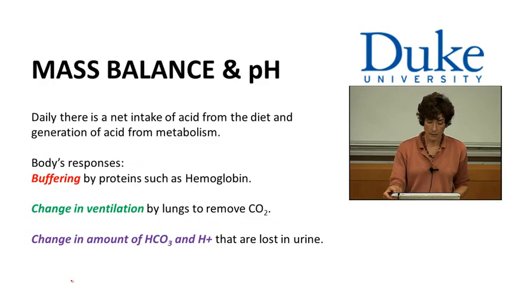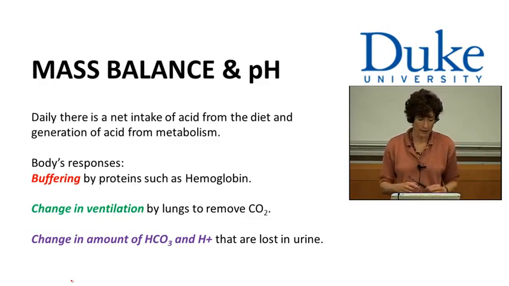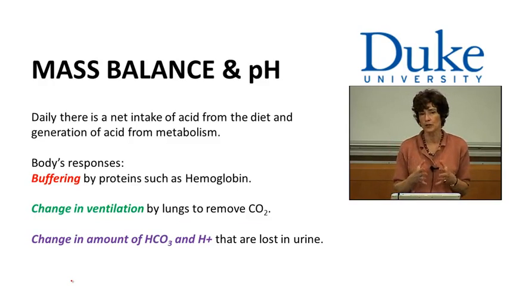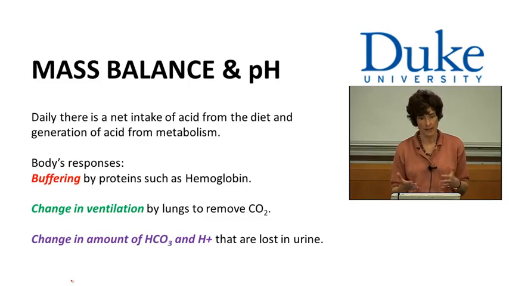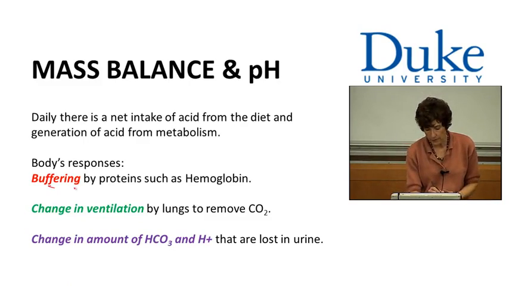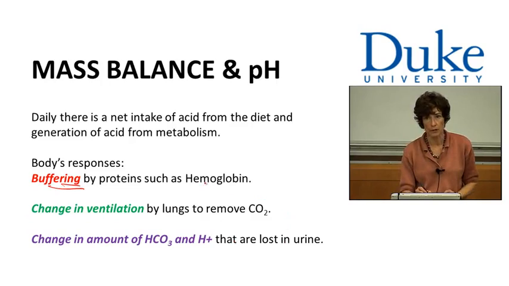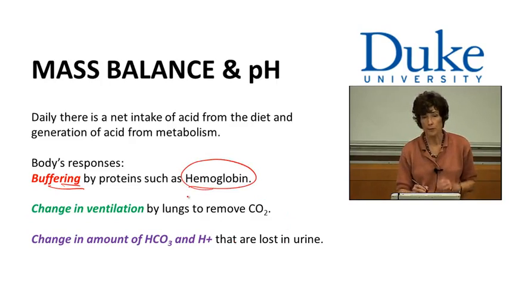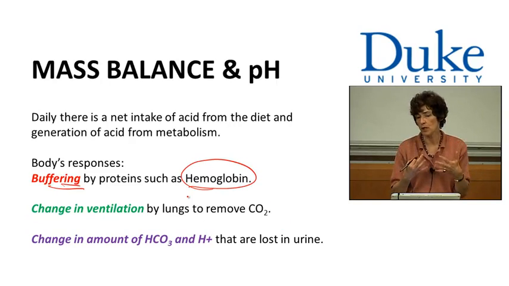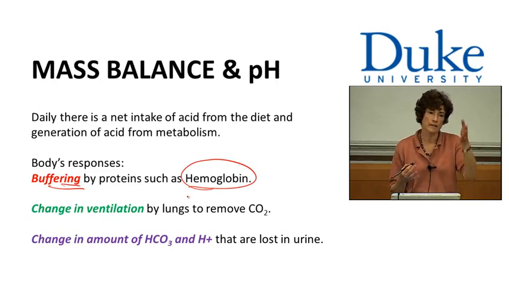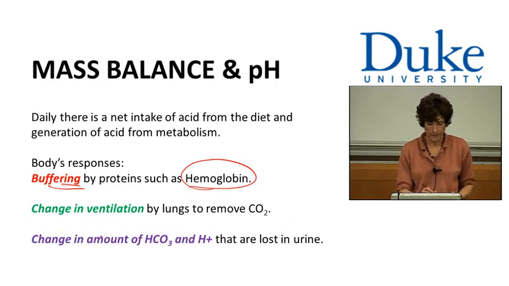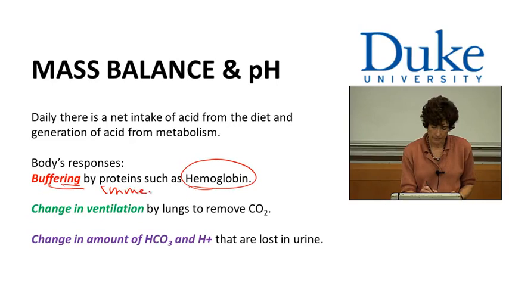So again, why are we worrying about mass balance and pH? As we said in the last lecture, there's a net intake of acids from the diet and the generation of acids from metabolism. So the body's responses are that we have to buffer these protons immediately, and we buffer them by binding them to proteins, and the protein specifically that we're going to use is hemoglobin. That's one of the major proteins. But as soon as the protons are generated, they move into the cells and they bind to proteins within the cells. So this is an immediate protection.